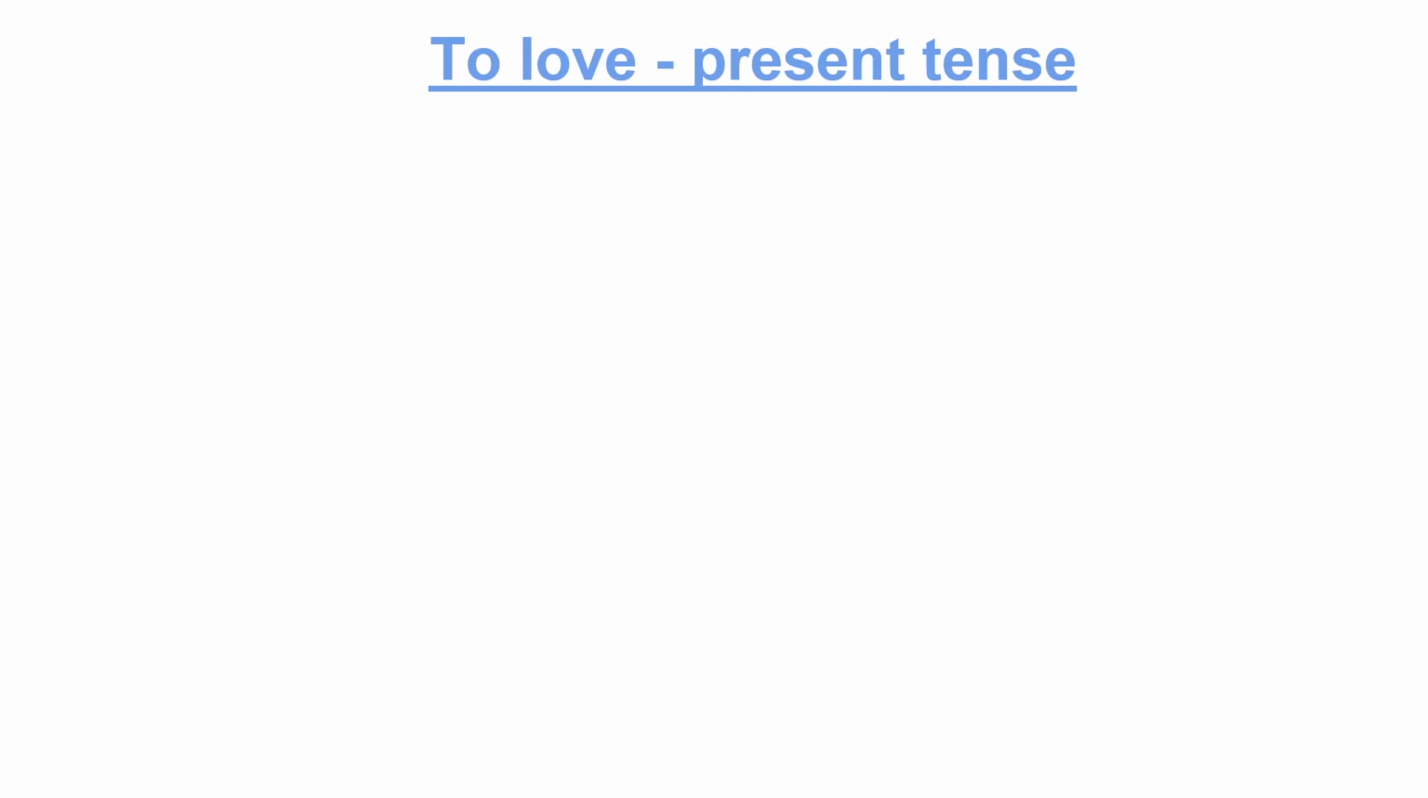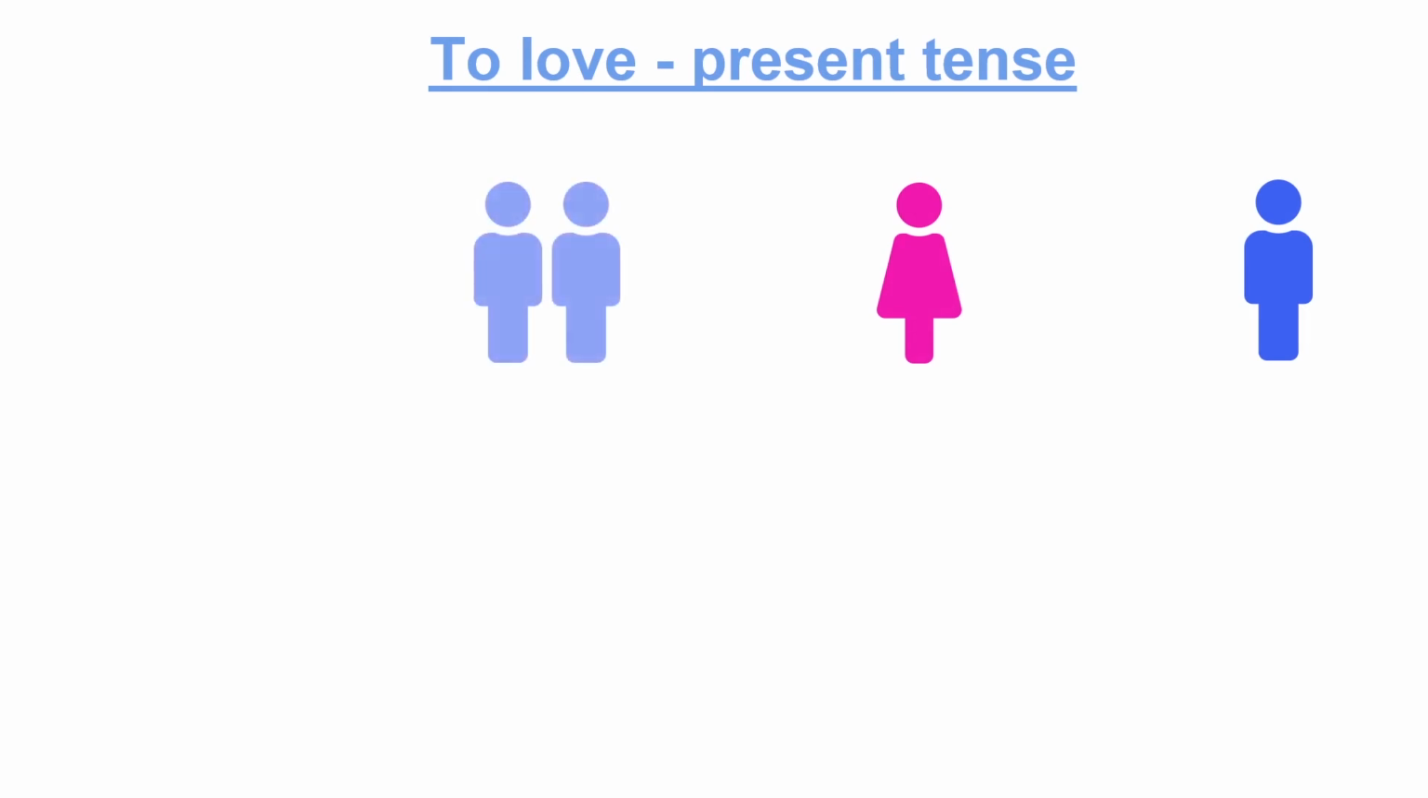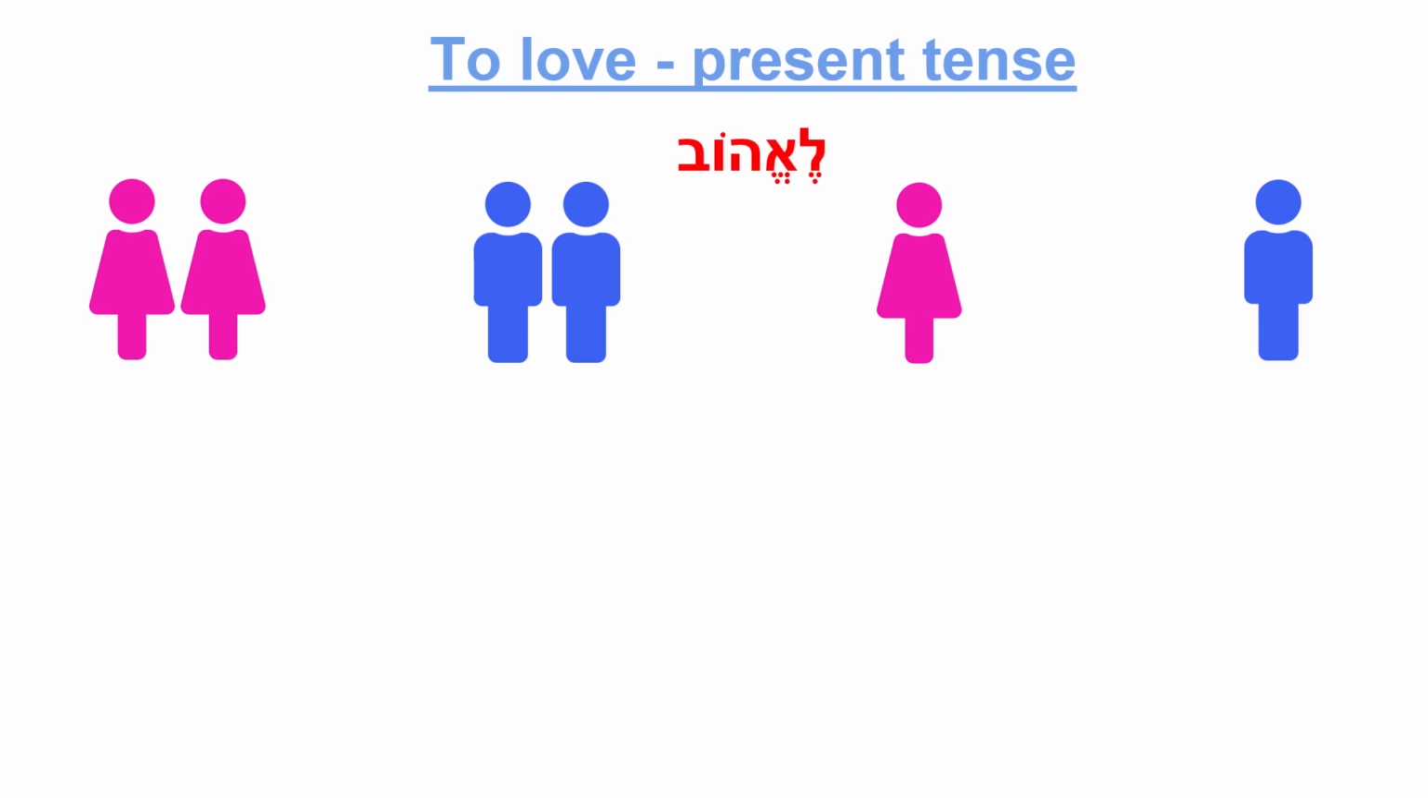The verb to love, just like all verbs in Hebrew, has only 4 conjugations: masculine singular, feminine singular, masculine plural, feminine plural.